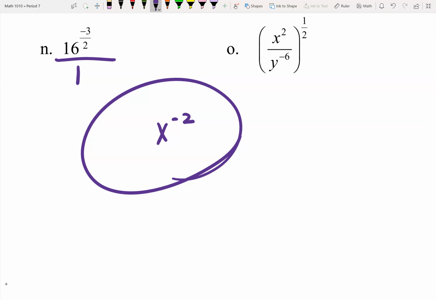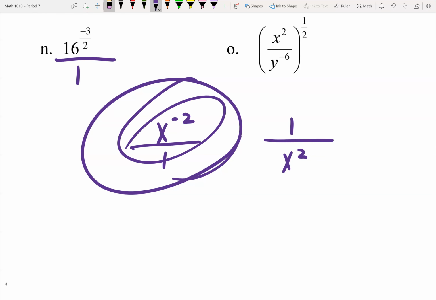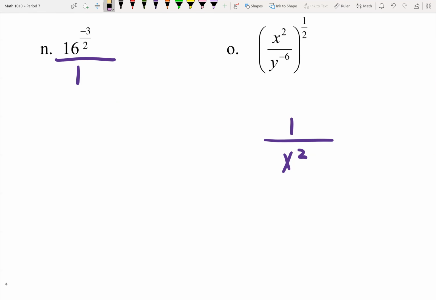If I had that problem and I asked you, is the negative on the top or the bottom? What do you say? It's on the top because it's over 1. So you'd pull the x squared down, it'd become a positive, and on top you have a 1. Who says, I understand that? Now let's go back to what we're doing over here.